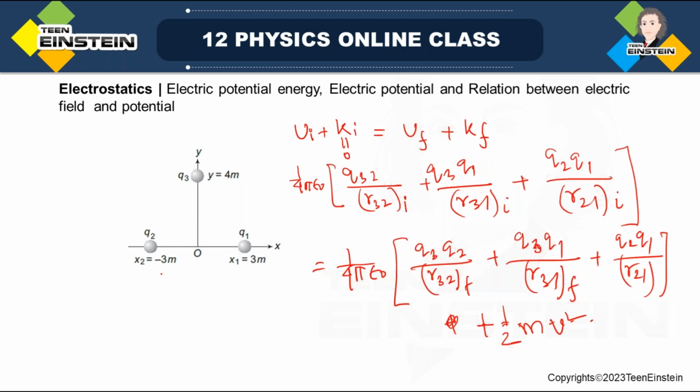See, one thing you can note: the distance R12 or R21, they are actually the same. 2 1 is also this distance, 1 2 also is this distance. So these distances are the same, so 1 2 and 2 1 will cancel each other from both sides. These two terms will cancel each other. For the rest, we have to put the values and find the numerical values.